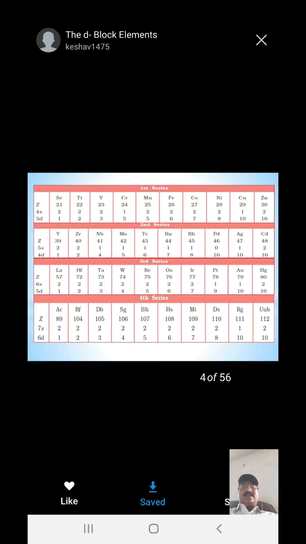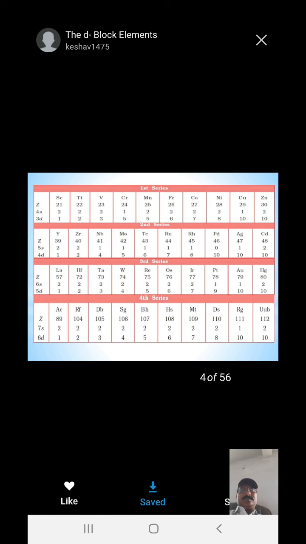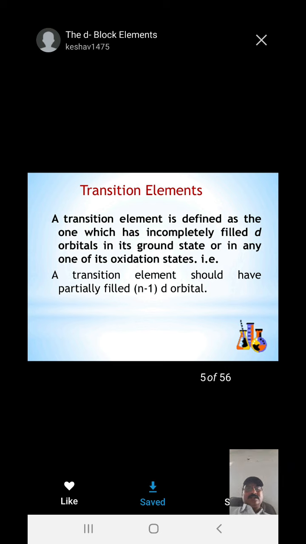3d series starts with scandium 21 to zinc 30, whereas 4d series starts from yttrium 39 to cadmium 48. Observe this slide carefully. Scandium, titanium, vanadium, chromium, manganese, iron, cobalt, nickel, copper, and zinc. These are the first series of d block elements. Here one more word is there: transition elements.